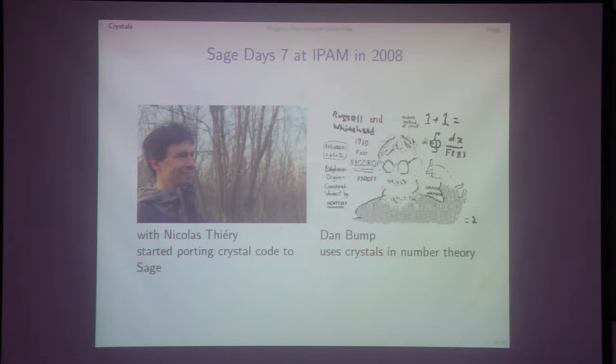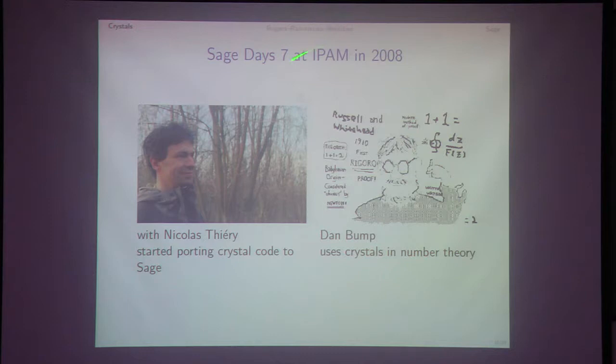But MuPAD is not open source. So at some point it became clear that this was not sustainable. And then we were approached by Mike Hansen. I don't know whether you know him, but he was a developer very early on who was very interested in porting a lot of code into Sage on the combinatoric side. And he invited us to Sage Days 7 at IPAM, an institute in Los Angeles, in 2008. And of course, I had just written all my code in MuPAD, it took me a year or more. And I thought, oh my God, now another thing.